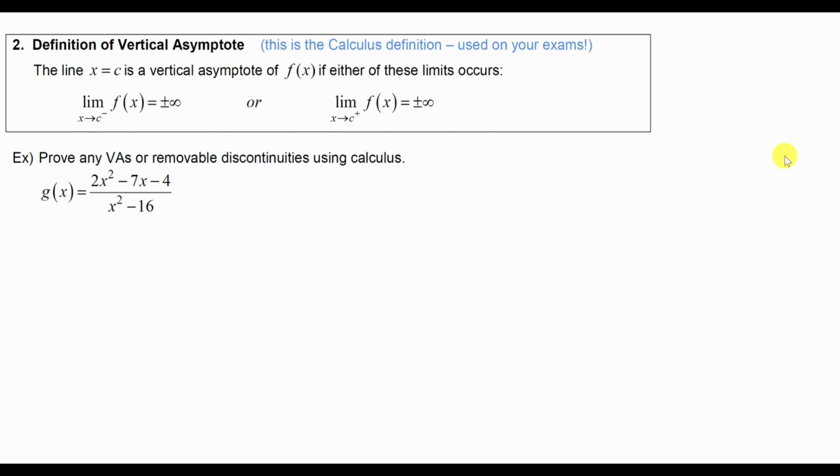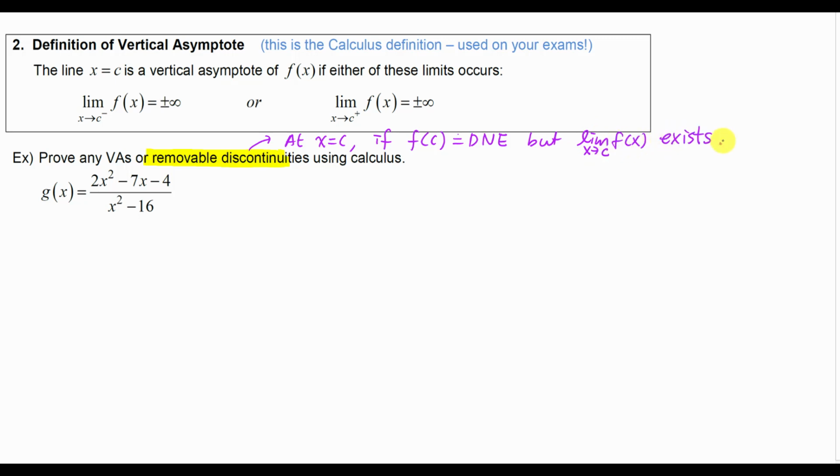So let's do an example. Prove any vertical asymptotes or removable discontinuities using calculus. So we know now when we get vertical asymptotes, right? If we can prove that on one side the limit as x approaches a particular number is infinity or negative infinity, then x equals that number is a vertical asymptote. Now, do you recall when we get a removable discontinuity? We have a removable discontinuity at x equals c if f of c does not exist but the limit as x approaches c of f of x exists.